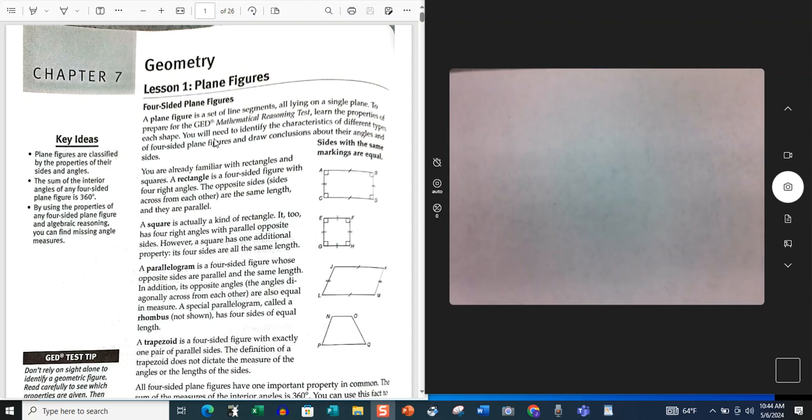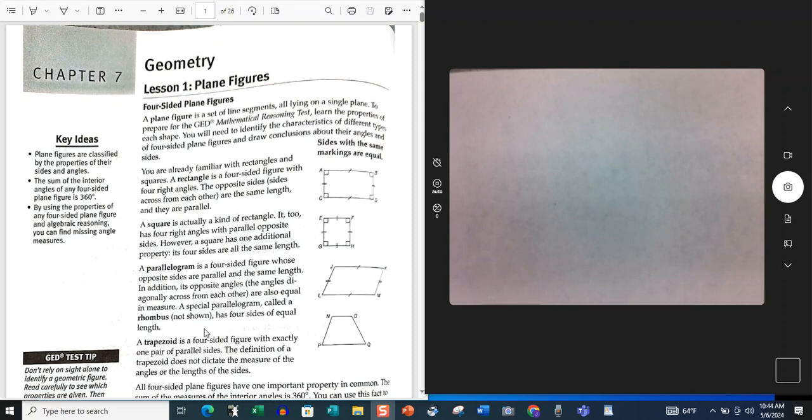Now, a parallelogram is similar to a rectangle in that the opposite sides are equal, which you see here. But the big difference is their angles. You notice here, these are not marked as 90-degree angles. So, it tells us that the opposite sides are parallel and the same length. In addition, its opposite angles, the angles diagonally across from each other, are also equal in measure. A special parallelogram called a rhombus, which is not shown, has four sides of equal length.